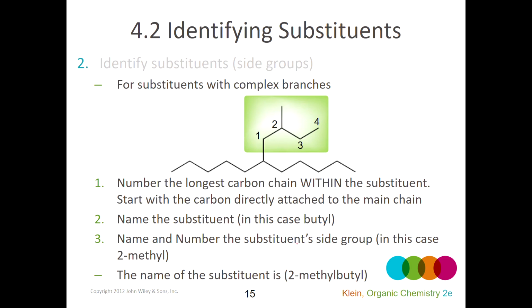So that tells us that the substituent is a 2-methylbutyl. Because it's a 4-carbon grouping, that gives me the butyl. And on carbon 2 of that butyl, there's a methyl group. And I need the parentheses there so I'm not incorrectly thinking that this 2 is referring to carbon 2 of the parent chain. But indeed, it's actually referring to carbon 2 of the butyl group.